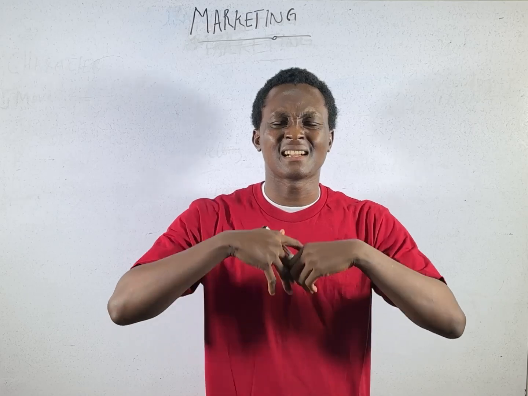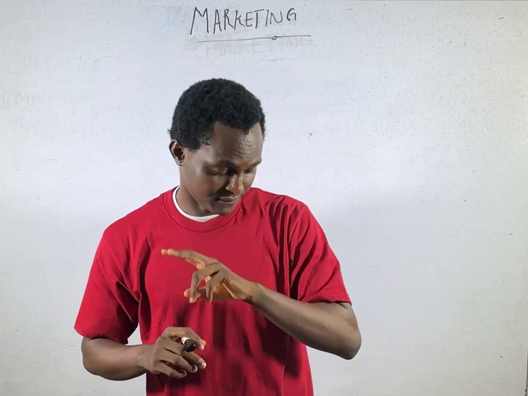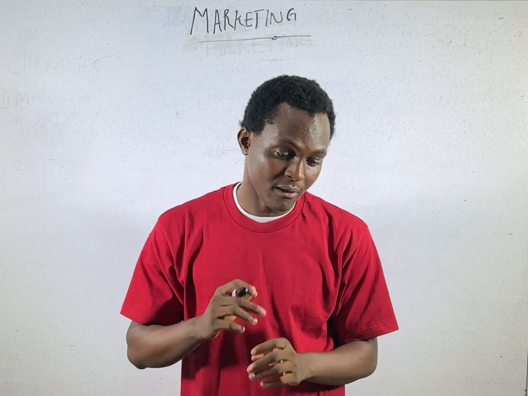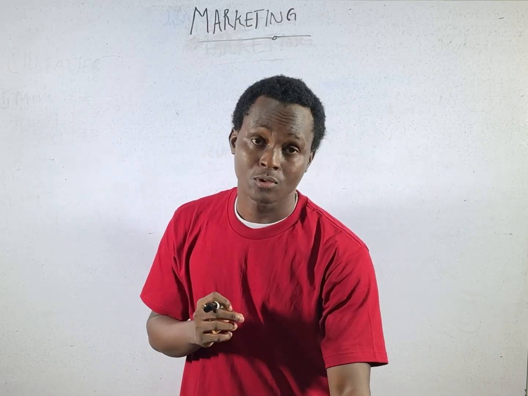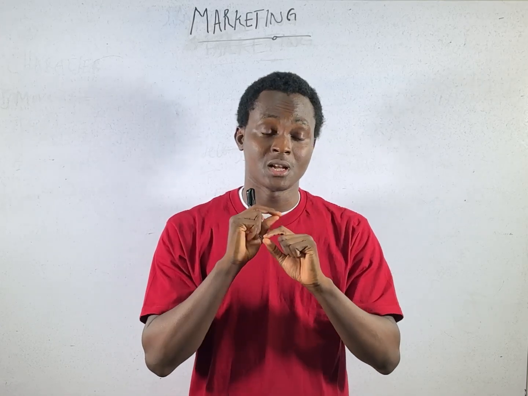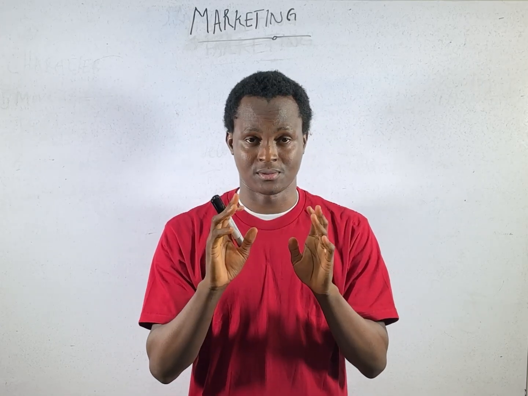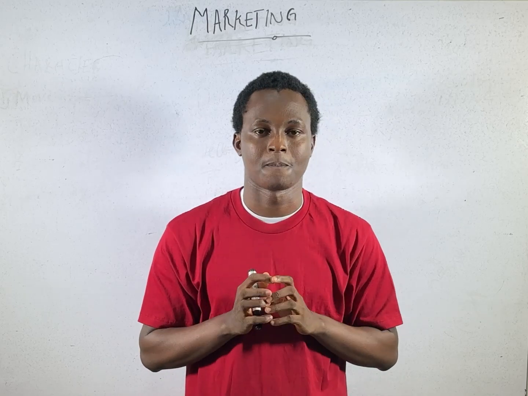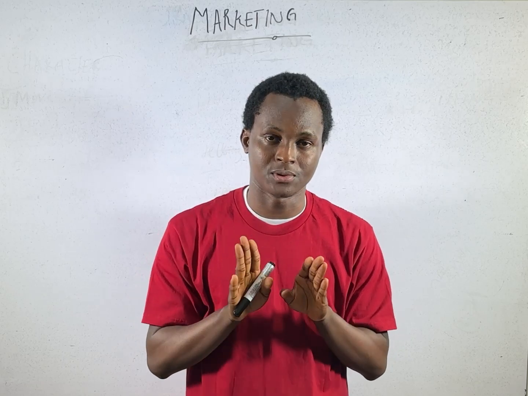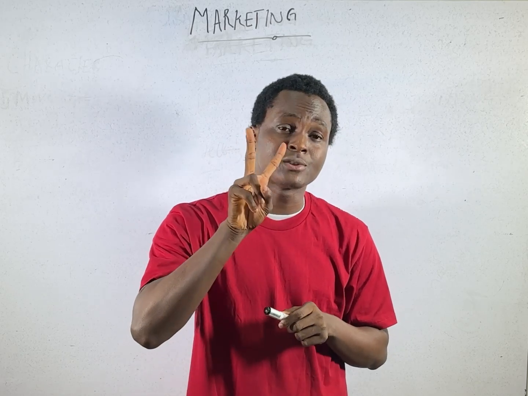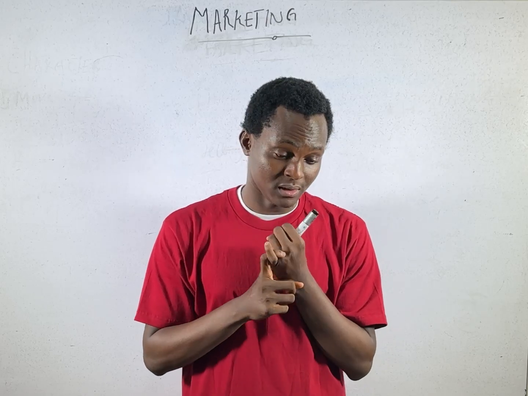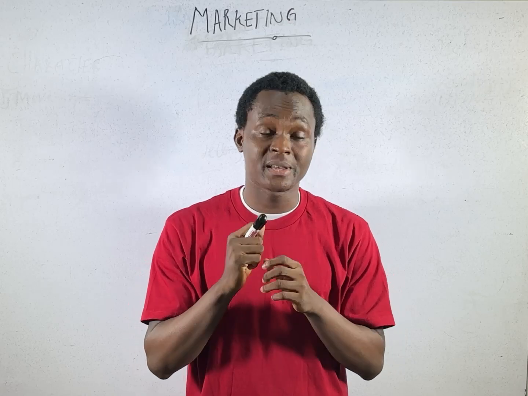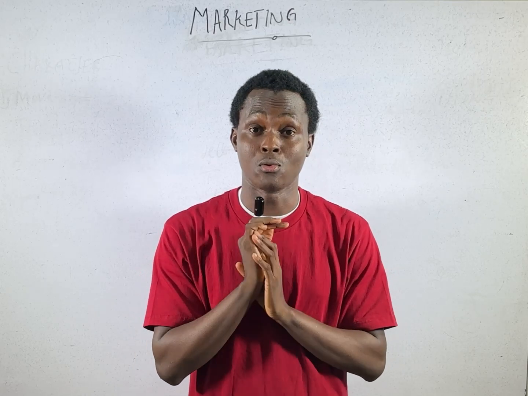So now we're going to look at the classifications of these products. The classification of these products will be in two parts. One, consumer products or goods. Two, industrial, business, or organizational products or goods. Let me say it a little bit slower. The classification of products can be in two forms. One, consumer products or goods. Two, industrial, business, or organizational products or goods.